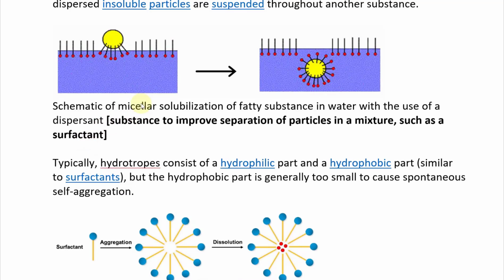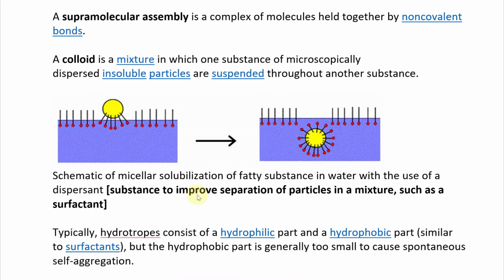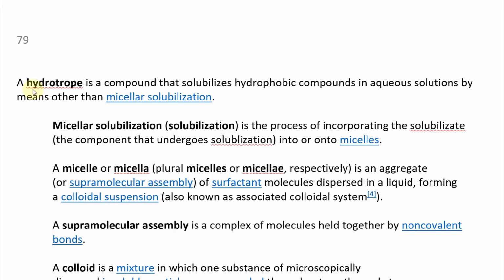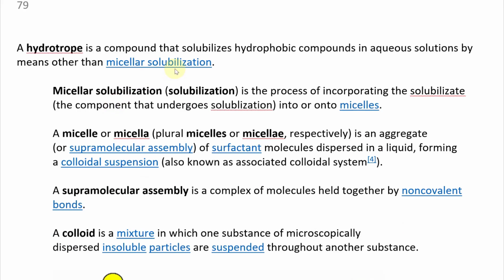And here's a schematic of micellar solubilization of a fatty substance in water. Because remember, fat and oils, oil doesn't want to mix with polar substances such as water. With the use of a dispersant, which is just a substance to improve separation of particles in a mixture, such as a surfactant. And a hydrotrope is something that does a similar mechanism. It solubilizes hydrophobic compounds in aqueous solutions, but by means other than micellar solubilization.